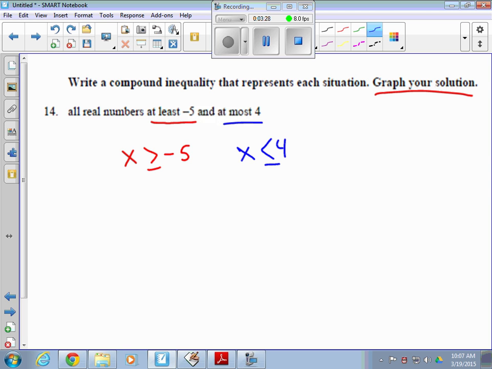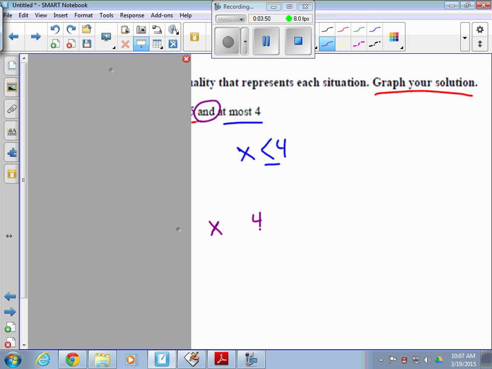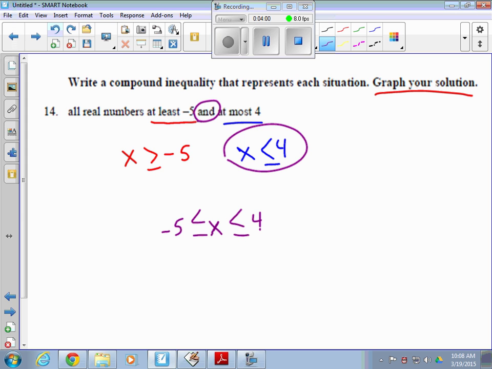Now, in order to make it a compound inequality, you have to look at this little word right here, and, this conjunction. If it says and, x is going to go in the middle. Negative 5 is going to go first because it's the smaller number, and 4 is going to go after it since it's the larger one. Now ignore this one, the red one. And notice this one looks just like this one. So make the symbol go the same direction, just like that. Once you have that one, make this one match it. It'll never go opposite directions. So here is your compound inequality.